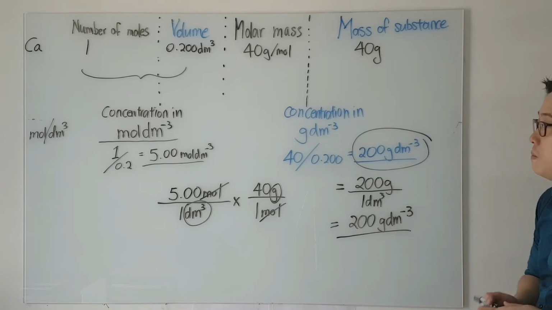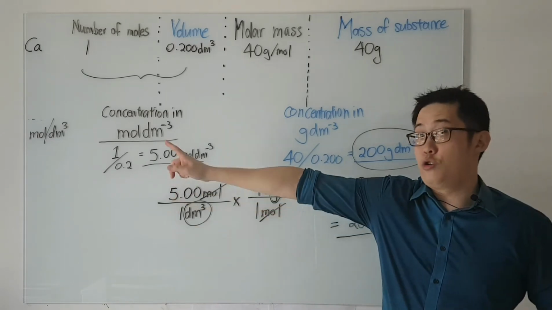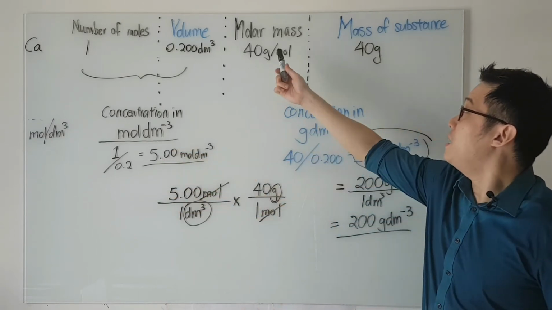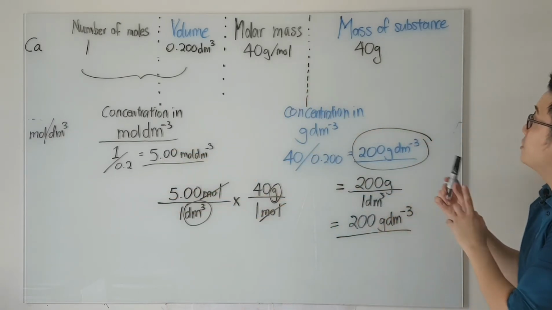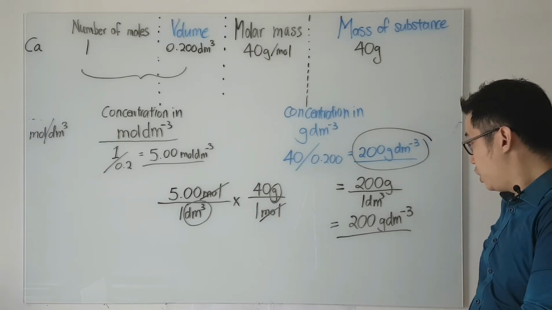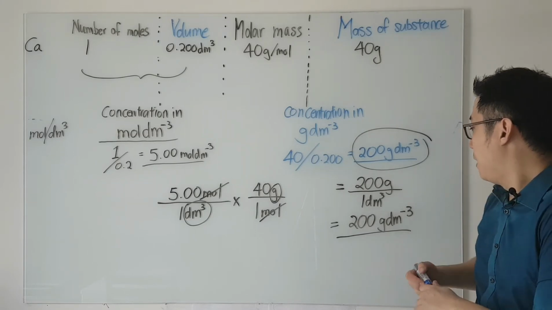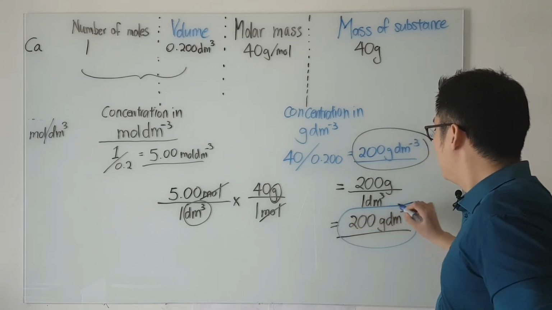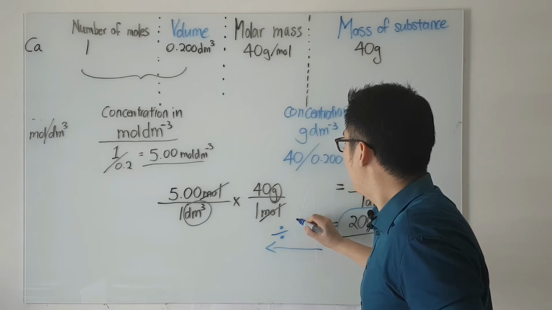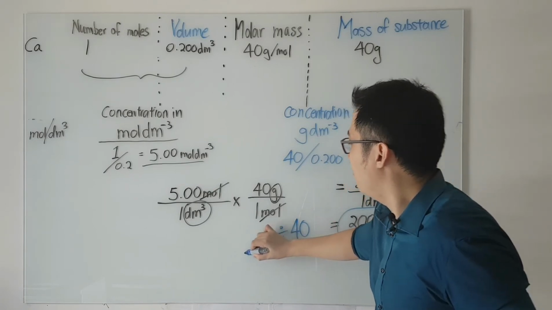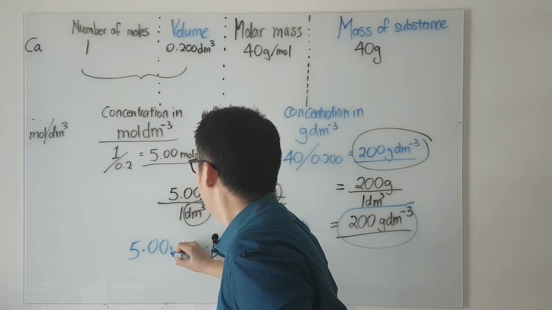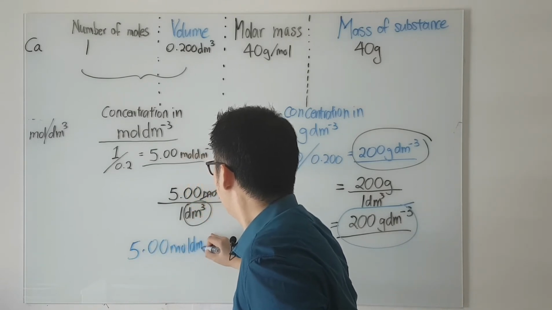Now, students, which means that the other way holds true. If I were to multiply the moles per dm cube by the molar mass to give me the concentration in grams per dm cube, I can actually do the reverse, by taking 200 and dividing it by the molar mass to give me my 5 moles per dm cube.